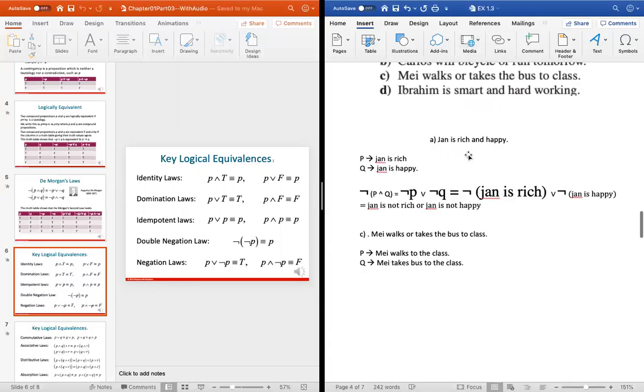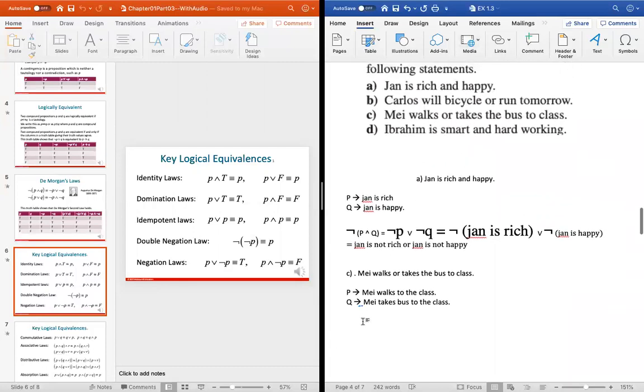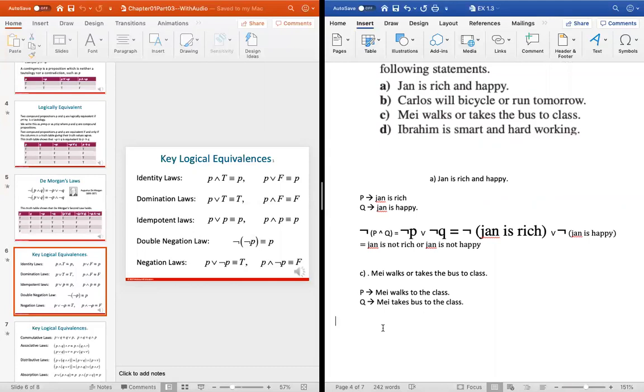If we represent this statement, Min walks or takes the bus to class, using propositional logic, we will be saying P or Q, right? So we have this P or Q representing the statement over here. Now we want to negate this statement. We want to negate the statement using De Morgan's law.